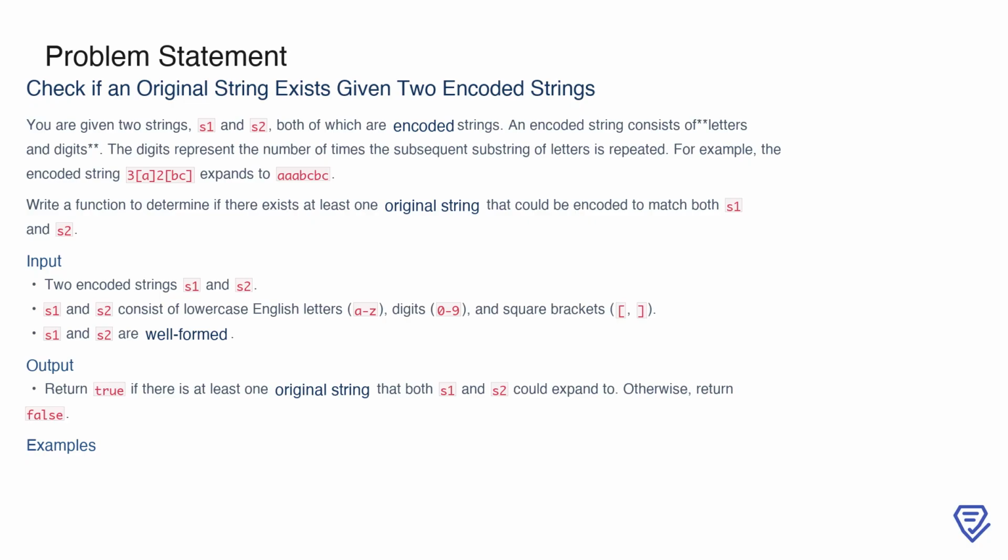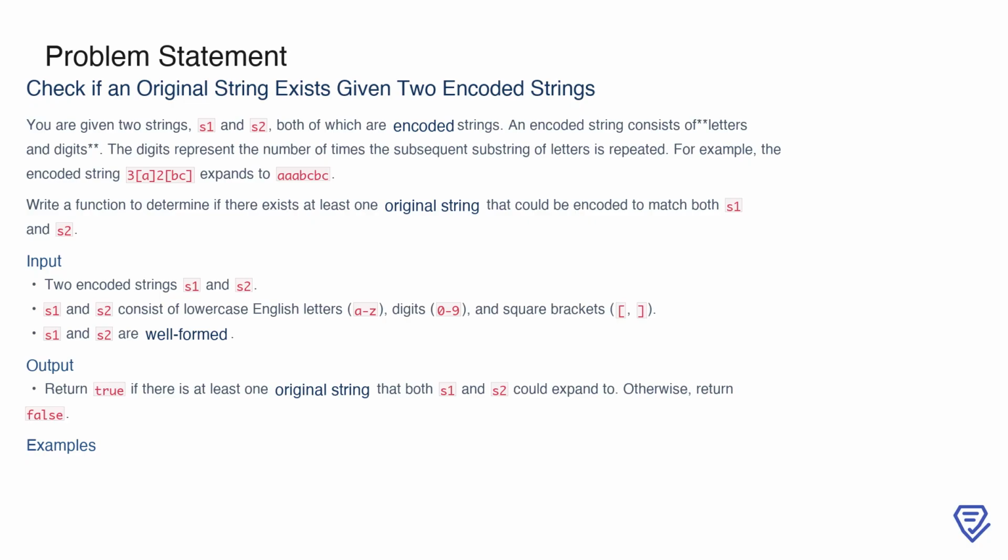In this problem, we are given two encoded strings, S1 and S2, and our goal is to determine if there exists at least one original string that both S1 and S2 could expand into. An encoded string consists of letters and digits, where the digits specify how many times the subsequent substring of letters is repeated. For example, the string 3a2[bc] expands to aaabcbc, with 3a expanding to aaa and 2[bc] expanding to bcbc.